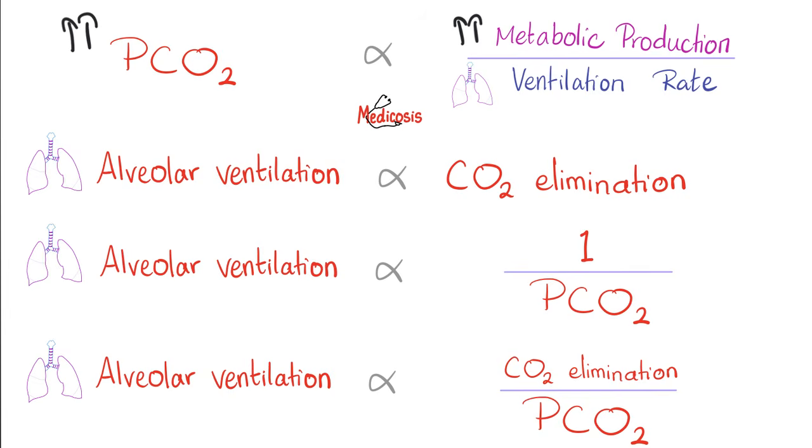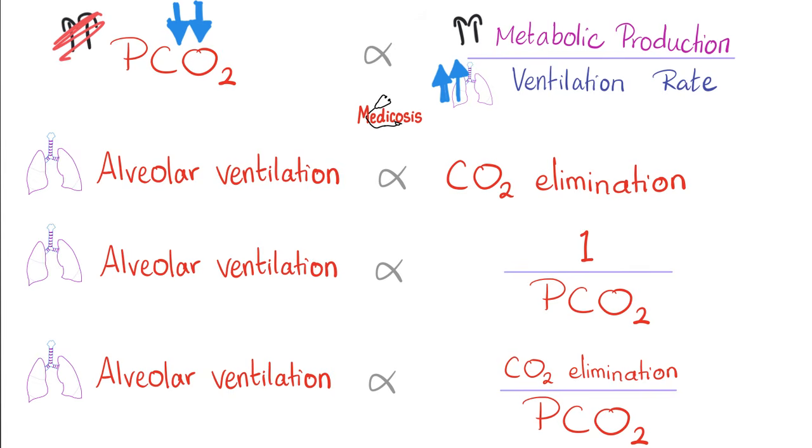Next, let's talk about ventilation. Let's say that I started breathing fast and fast and fast. Breathing fast causes what? Well, this is in the denominator and this is upstairs. So therefore, if I breathe fast, my carbon dioxide will decrease. So increased respiratory rate or tachypnea is accompanied by decreased carbon dioxide.